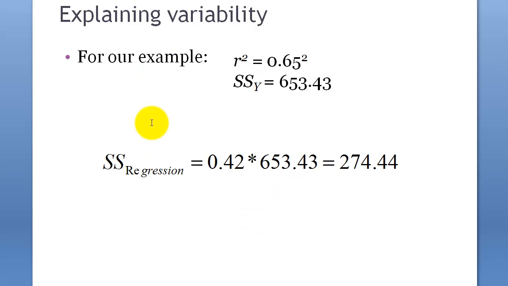If you do the calculation, R square is 0.42, and sum of squares y was 653.43. So the explainable variability is 274.44. That's how much of the total can be explained.